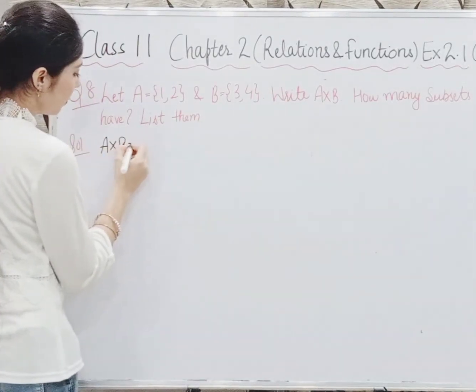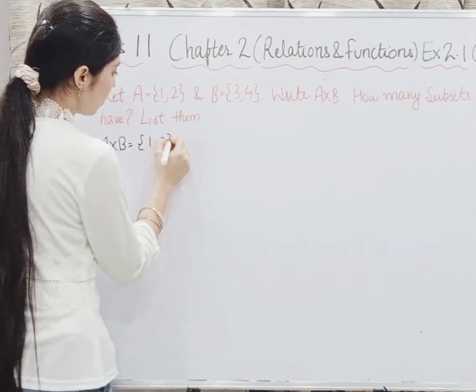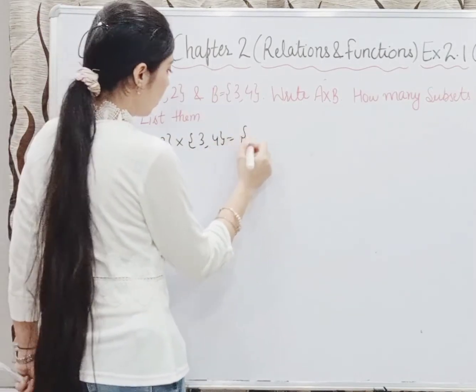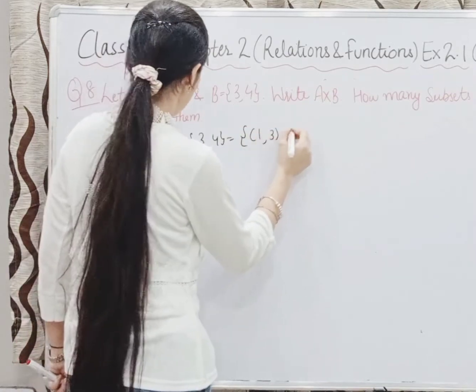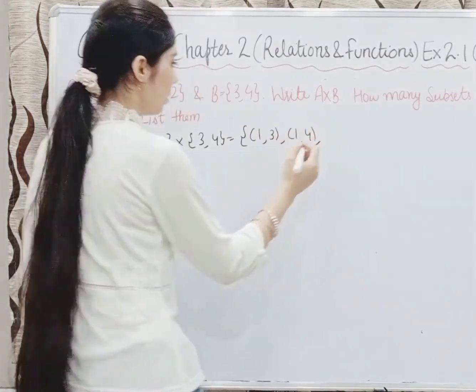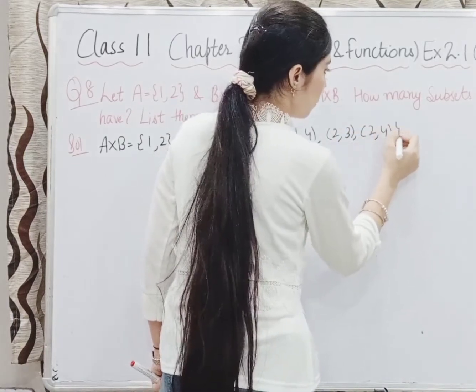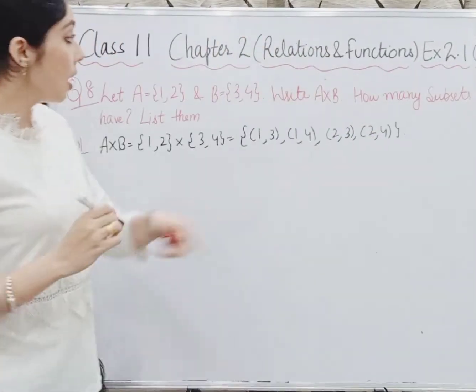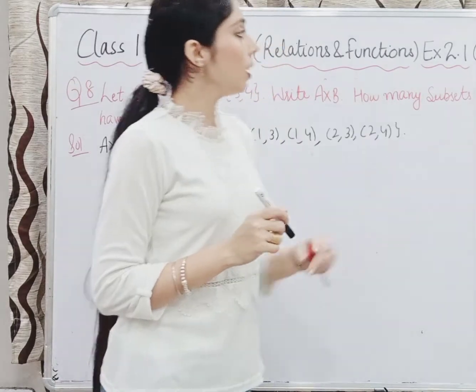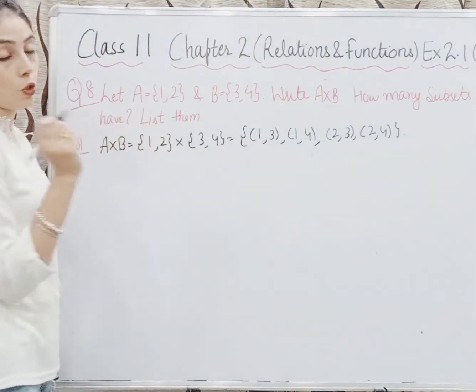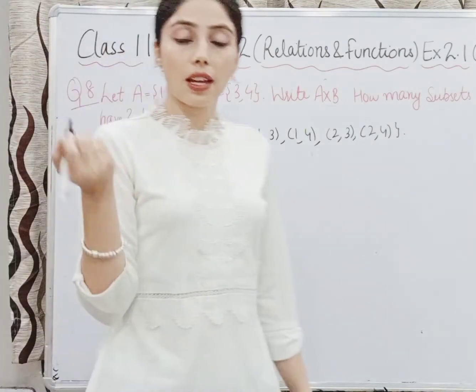So what will be the Cartesian product? {1, 2} cross {3, 4}. We will write all the ordered pairs: (1,3), (1,4), (2,3) and (2,4). Next question is how many subsets will be in A cross B? In the Cartesian product A cross B, how many subsets are there?